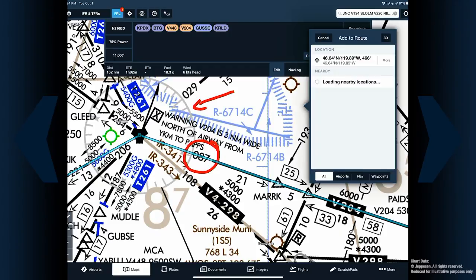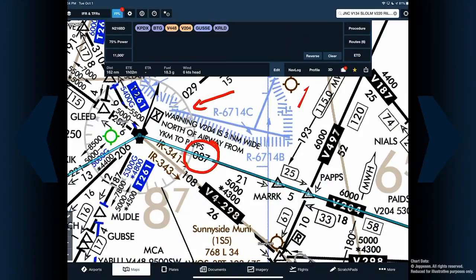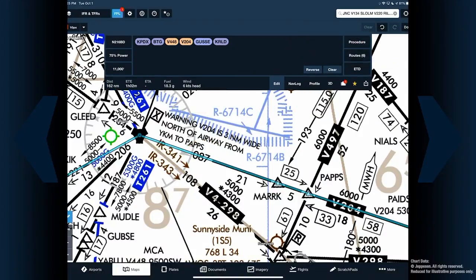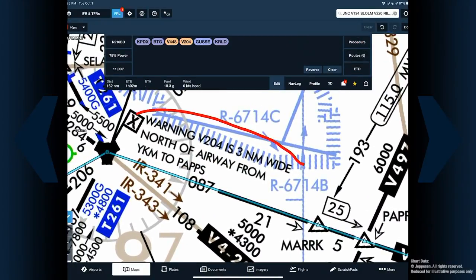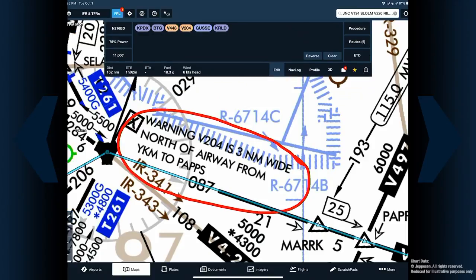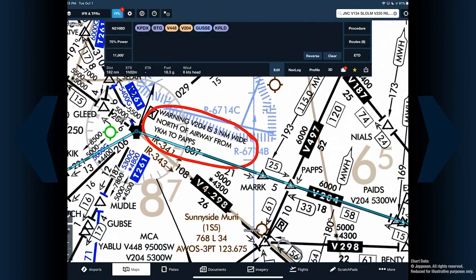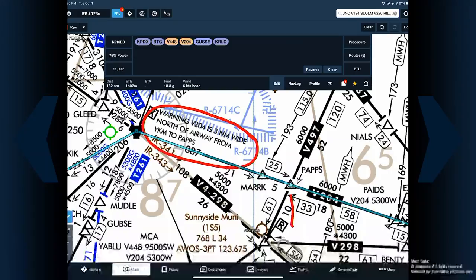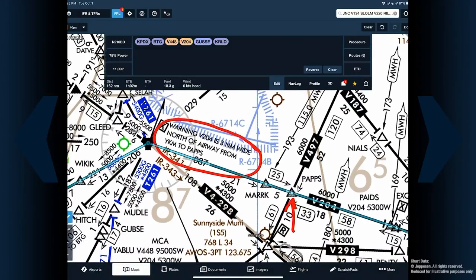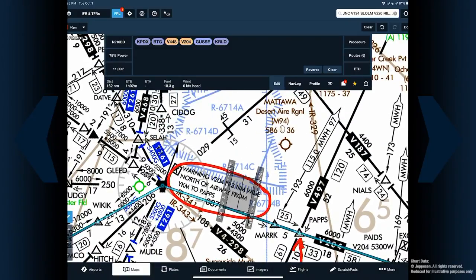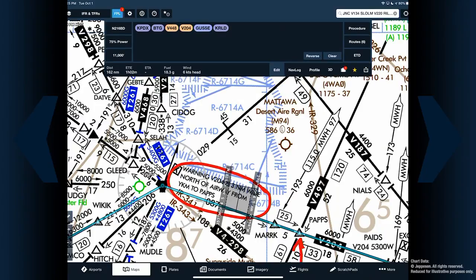There's a little note there that is a little unusual. Warning, Victor 204 is 3 nautical miles wide north of airway from Yakima to Pabst. And Pabst is right here. Okay, so why is that? Well, if you were to measure the distance from a protected buffer on this restricted area, you'd find that would be the reason the airway is only 3 nautical miles wide.